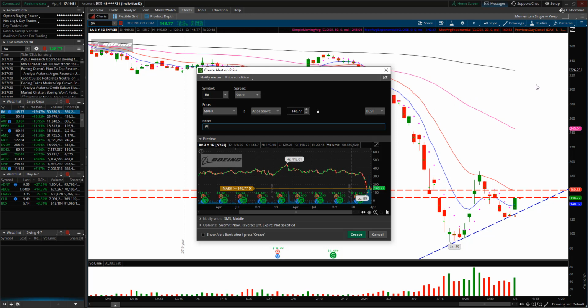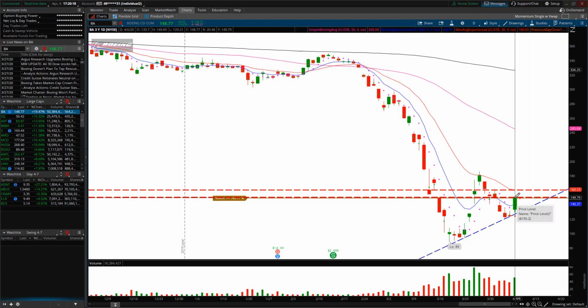Let's see. Watch if price can clear 150-ish with resistance around the 20 EMA on the daily. So watch if it can clear this candle, today's candle. If it can, watch for some resistance right around 160. All right, so that would be Boeing, BA, potential bull play.